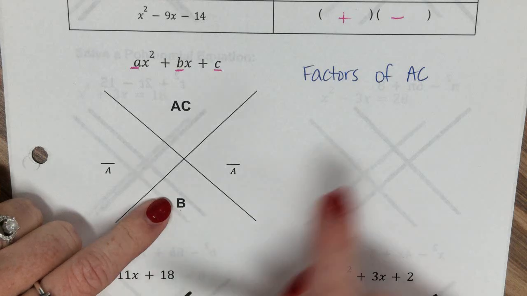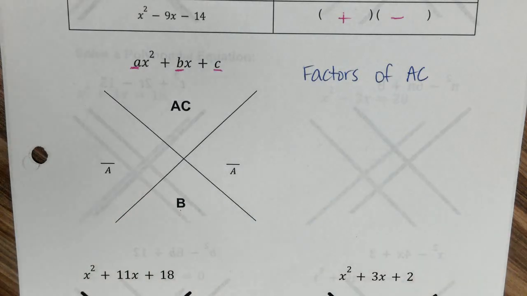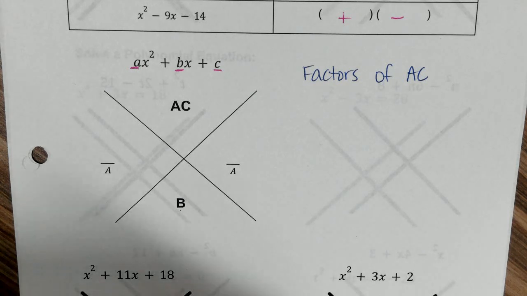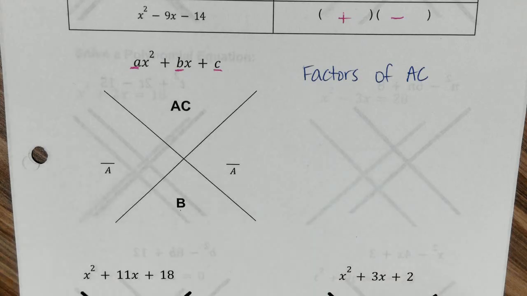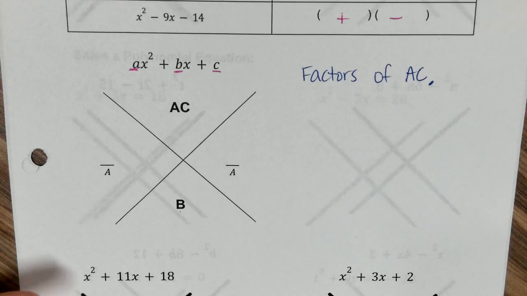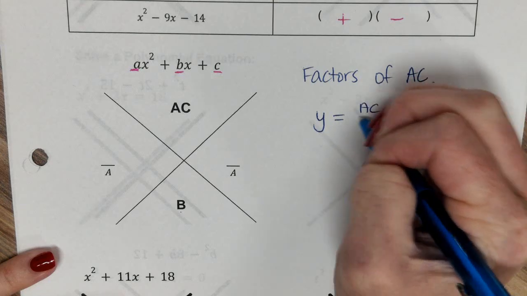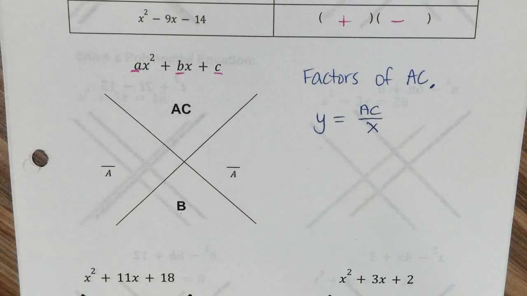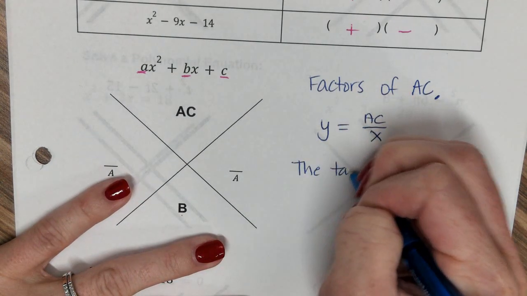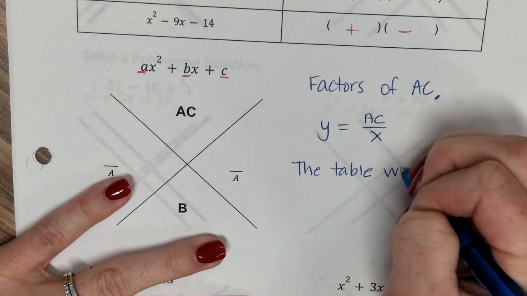Now, if you want to find factors and let's say it's a weird number like 123 and we don't know the factors of it, you can actually use your calculator to find factors. The numbers we're going to have today, you're not going to need your calculator, but I do want to teach you how to do that. To use your calculator to find factors, you're going to go to your y equals button, and you're going to type in AC over X. Obviously, AC is a number, like 10. So you would just put in 10 divided by X, and then you'll go to the table, and the table will give you the factors. So write that down. The table will give the factors.